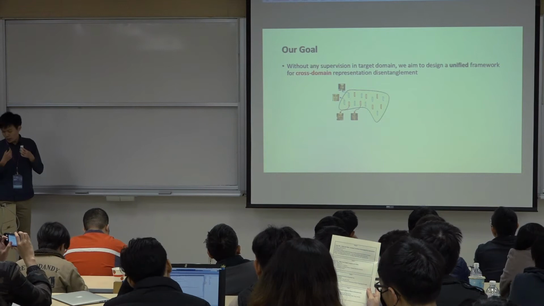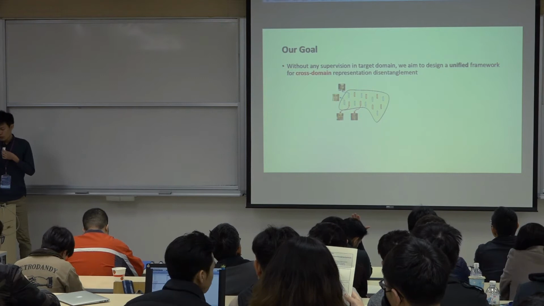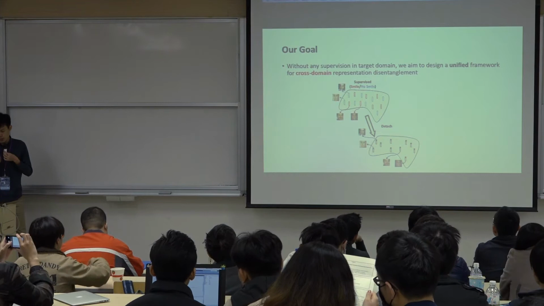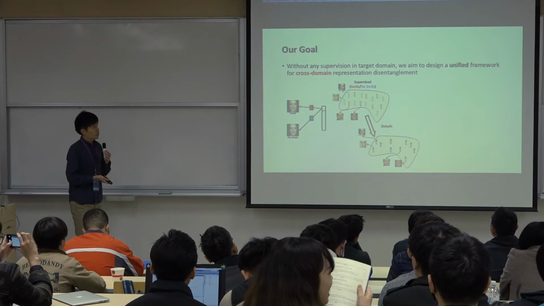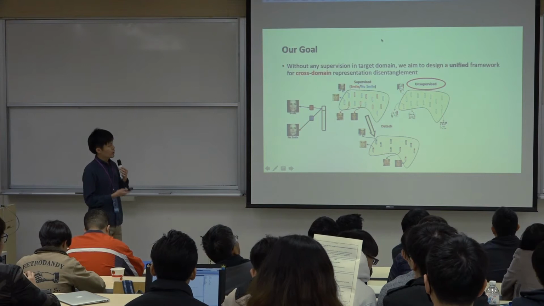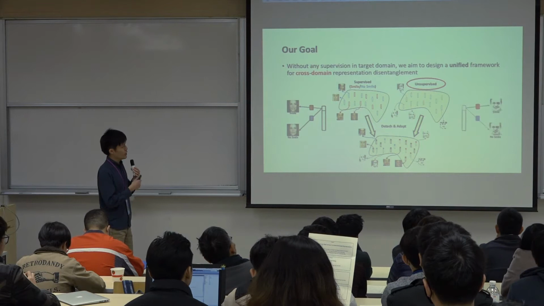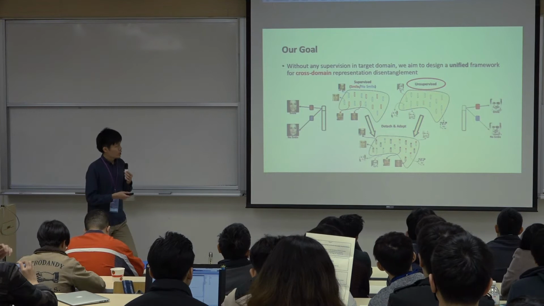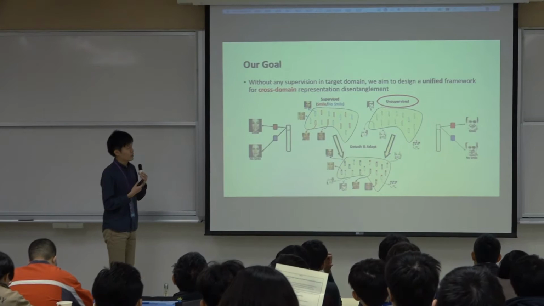For example, if we have a smiling or non-smiling label for each photo in one domain, our first task is to disentangle the smile attribute so that we can manipulate the smiling of the photo. And here we consider another domain. If there is no supervision in this target domain, we try to project it into the joint space so that in the target domain, even without any supervision, we can manipulate the smile. So we use this detach and adapt mechanism to achieve cross-domain representation disentanglement.